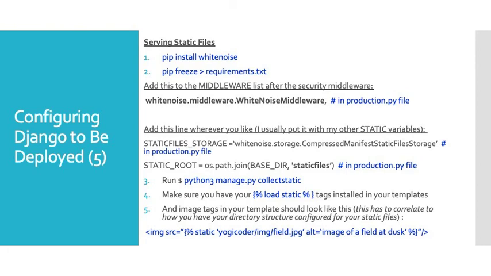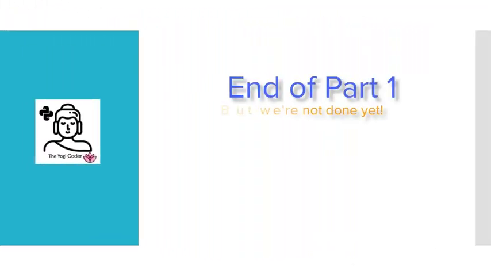Also make sure you have your load static tags installed in your templates. And image tags in your template should look like this. This has to correlate to how you have your particular directory structure configured. Okay, so this concludes part 1, all the changes that we made to our Django project. In the next several videos, we will talk about setting up Git and GitHub and Heroku.